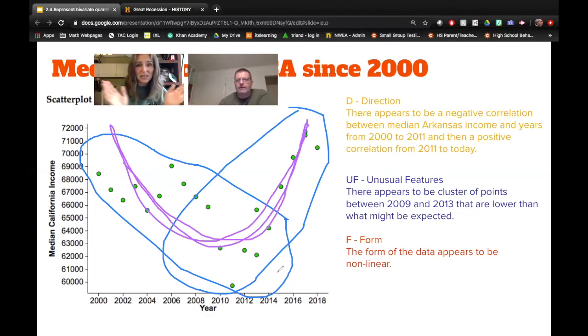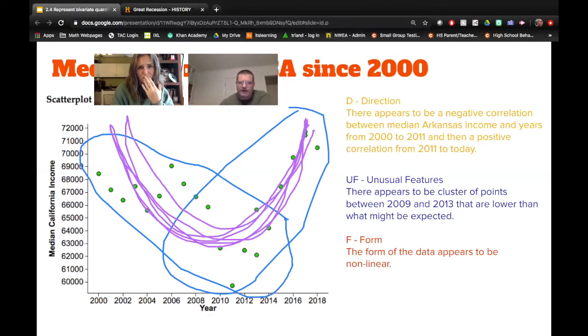I know you were tempted to name this purple graph. Don't do it. I know there's a word for that graph because I teach college algebra. I know what it is. Don't have to use it.